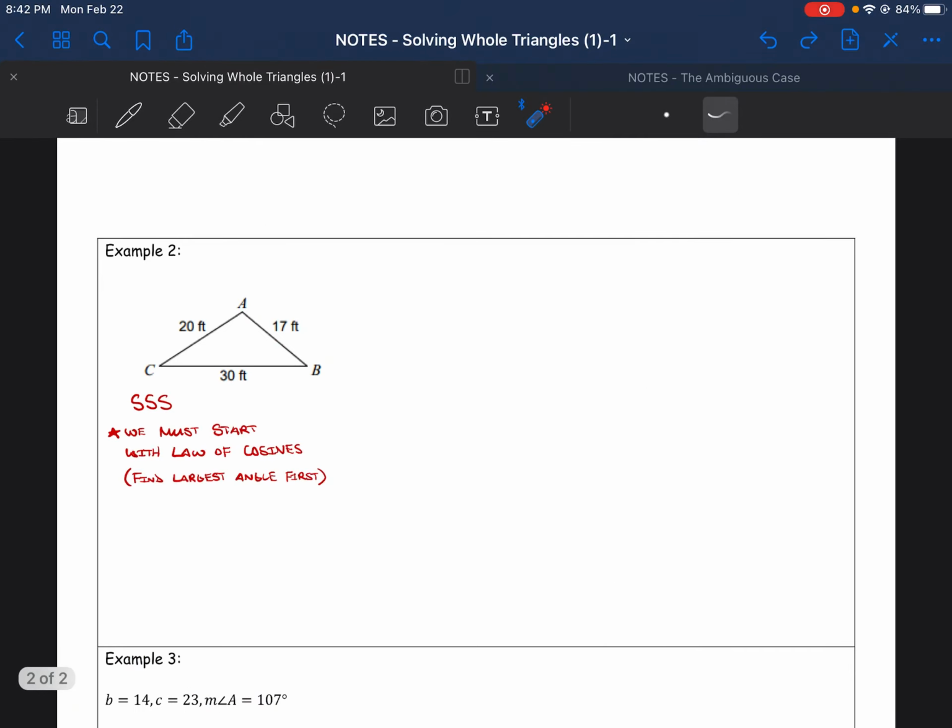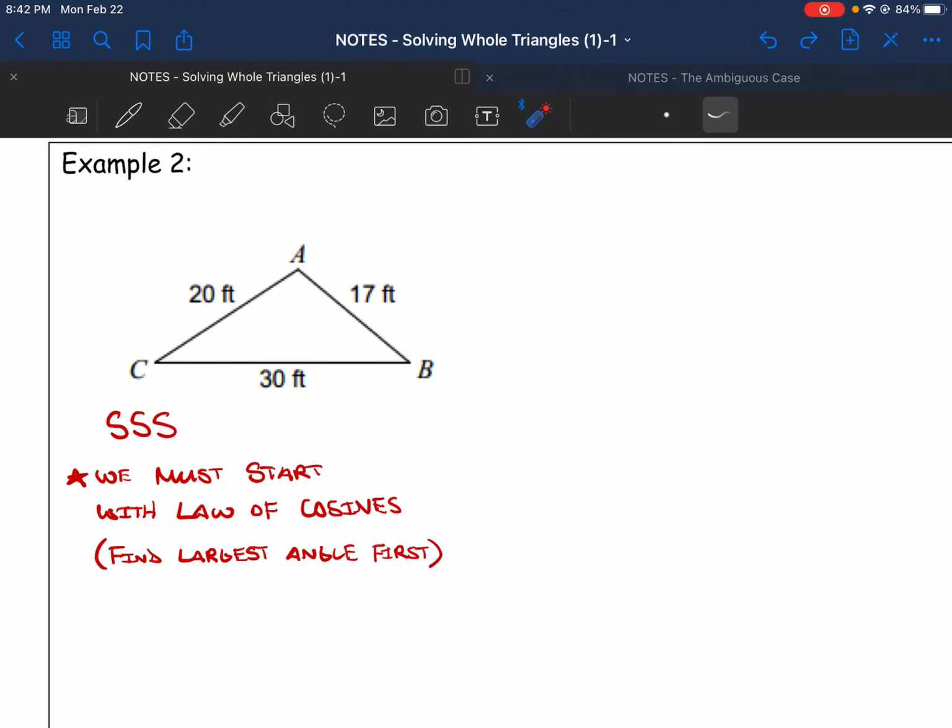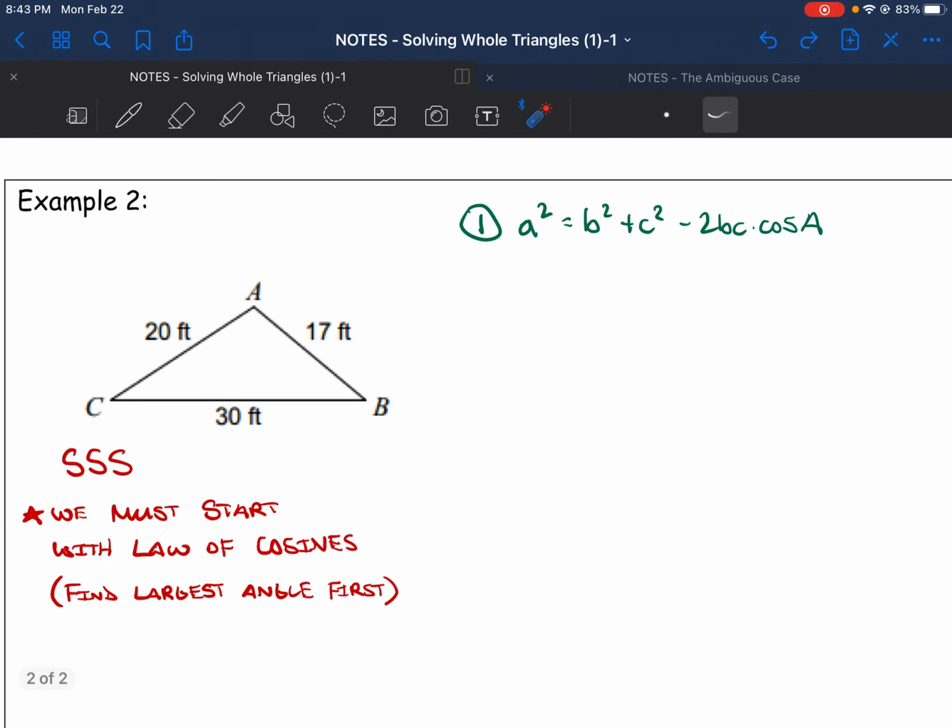So we're going to use the law of cosines, and also don't forget that when you use the law of cosines on a side-side-side triangle, you want to solve for the largest angle first, which is across from the largest side. So with 30 being the largest side, we want to go ahead and solve for angle A first. Since we're using the law of cosines, I'm going to set that up as a squared equals b squared plus c squared minus 2bc times the cosine of angle A.